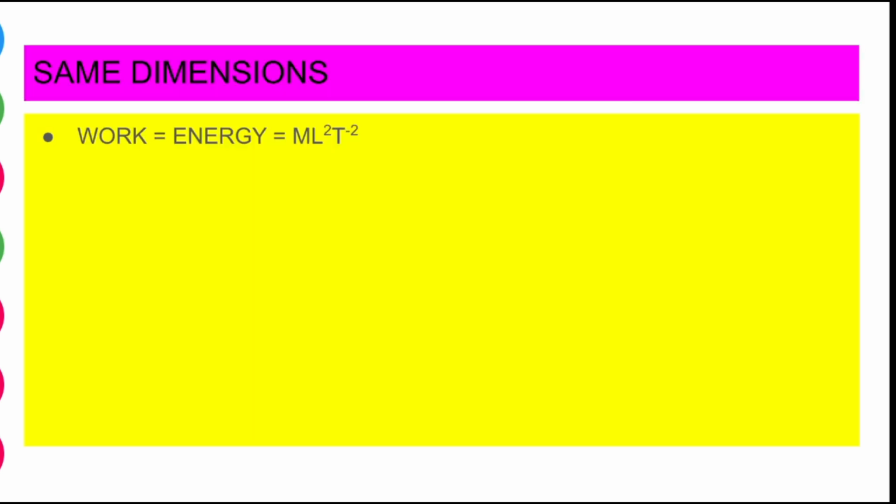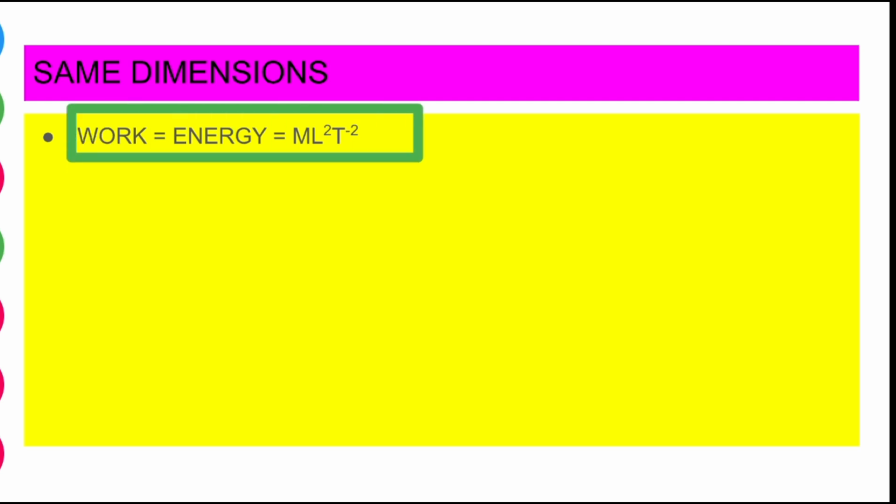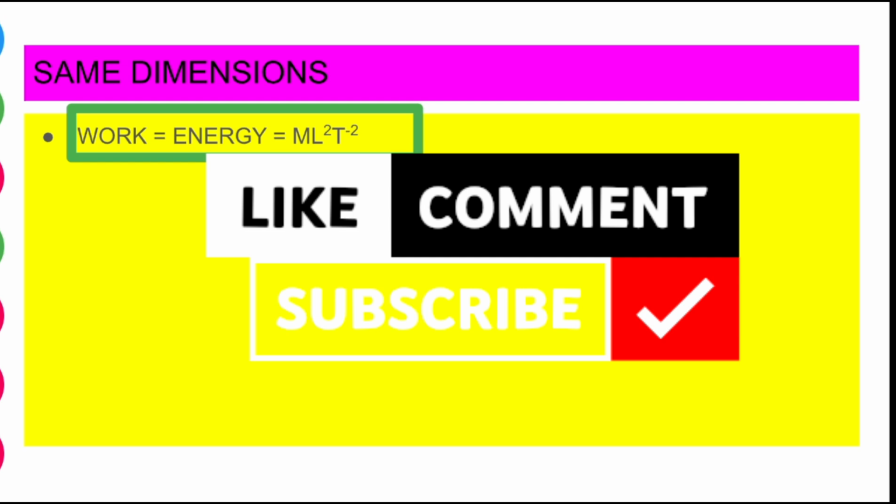So next is the same dimension. This is also one of the PYQs that they have asked. Work and energy are equal. They both have the same dimension, which is ML squared T minus 2. Almost 3 to 4 times they have repeated this in the SSC examination. So keep this in your mind.